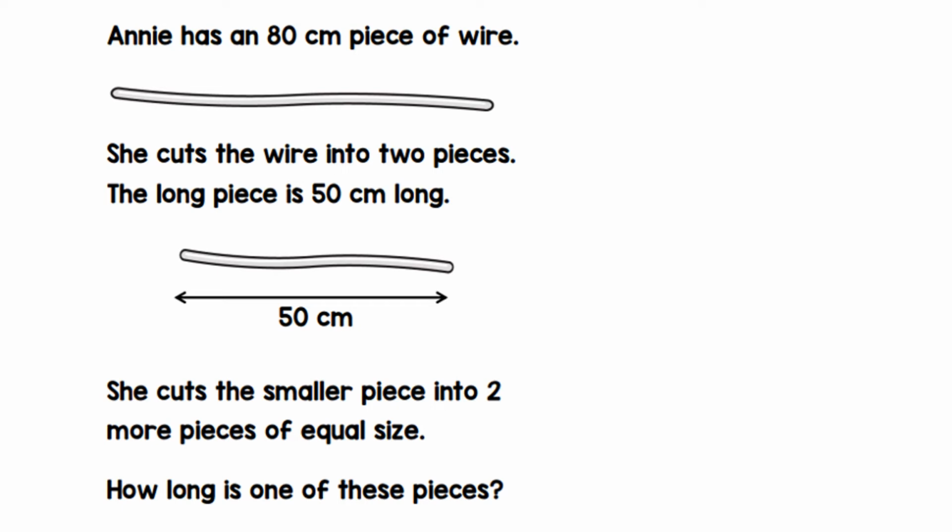So this is a tricky one. You might want to do something like starting with a bar model with the 80 centimetres being the total, and then remembering there's two pieces that aren't equal. One's 50 centimetres. So you really need to know what the other piece length is so that you can then cut it into two more pieces. Have a go at that one.